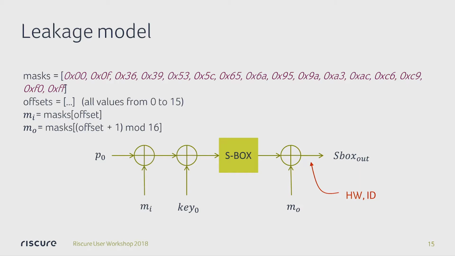Then there is the key addition, and the S-box normally implemented, all together actually. After the S-box, there is another XOR of the S-box output with another mask, and then you have the masked S-box output.